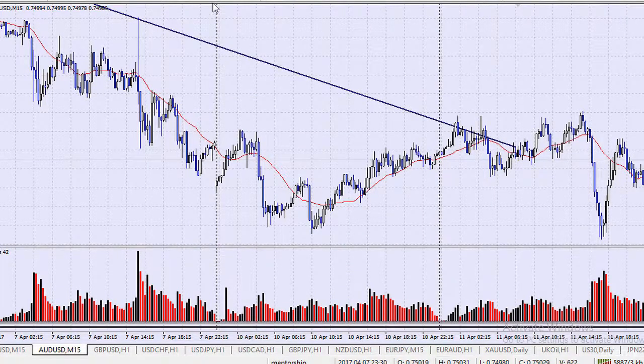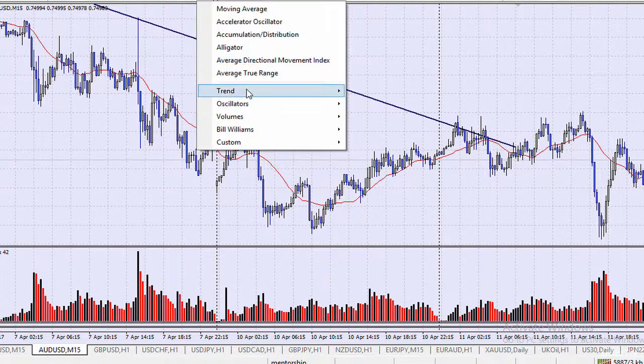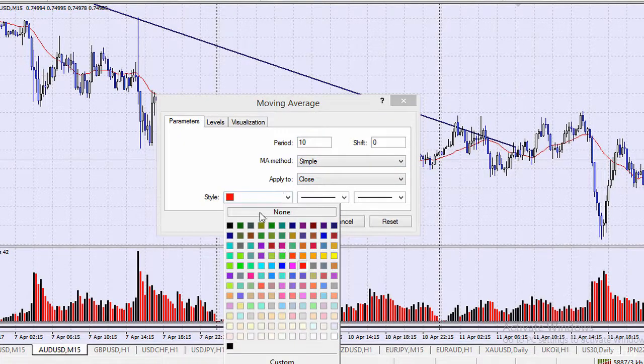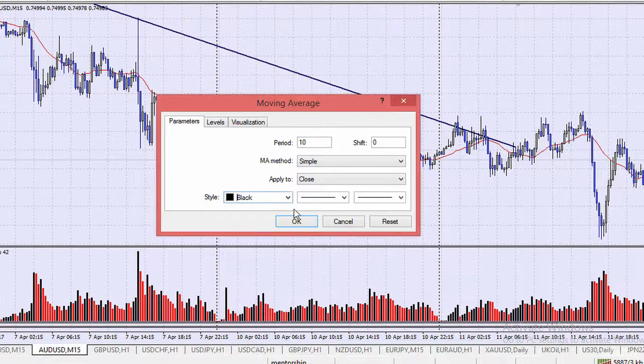Now we're going to click indicators again, go to trends again, moving averages again, and this time we're going to change the period to 10, okay? 10 period, still simple, and you're going to change the color. So let's say we're going to use black.